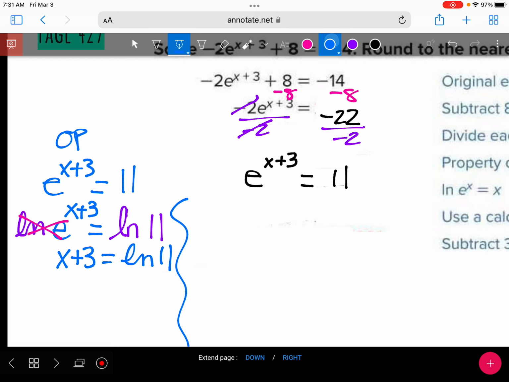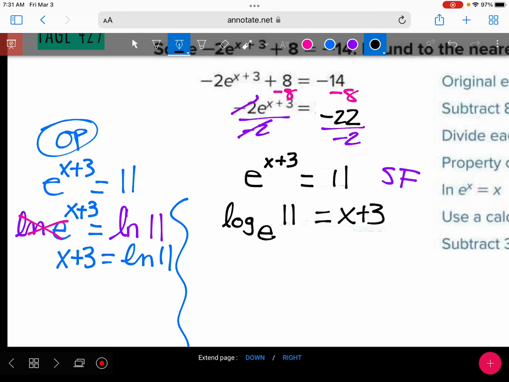This one I called the operation style. This one is going to be switch forms, where I do my BPA log BAP stuff. So we're going to wind up with log base e of 11 equals x plus 3. BPA log BAP, I switched it around. Log base e is the same thing as the natural log of 11 equals x plus 3. We wound up at exactly the same place.